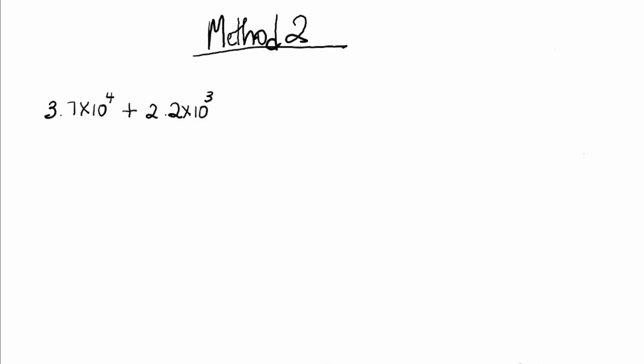3.7 times 10 to the fourth power plus 2.2 times 10 to the third power. Here, we look at this example and we realize the powers of 10 are not the same. We have a 4 and a 3. Since, however, 2.2 times 10 to the third power has the lower power of 10, we will change it from times 10 to the third power to times 10 to the fourth power.